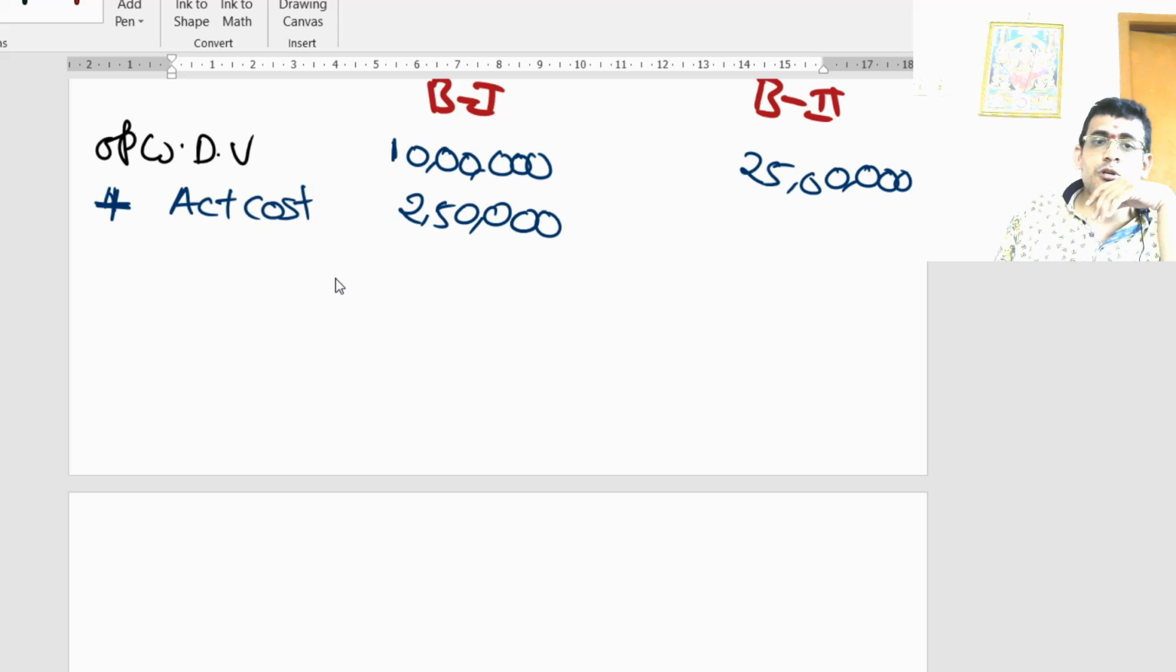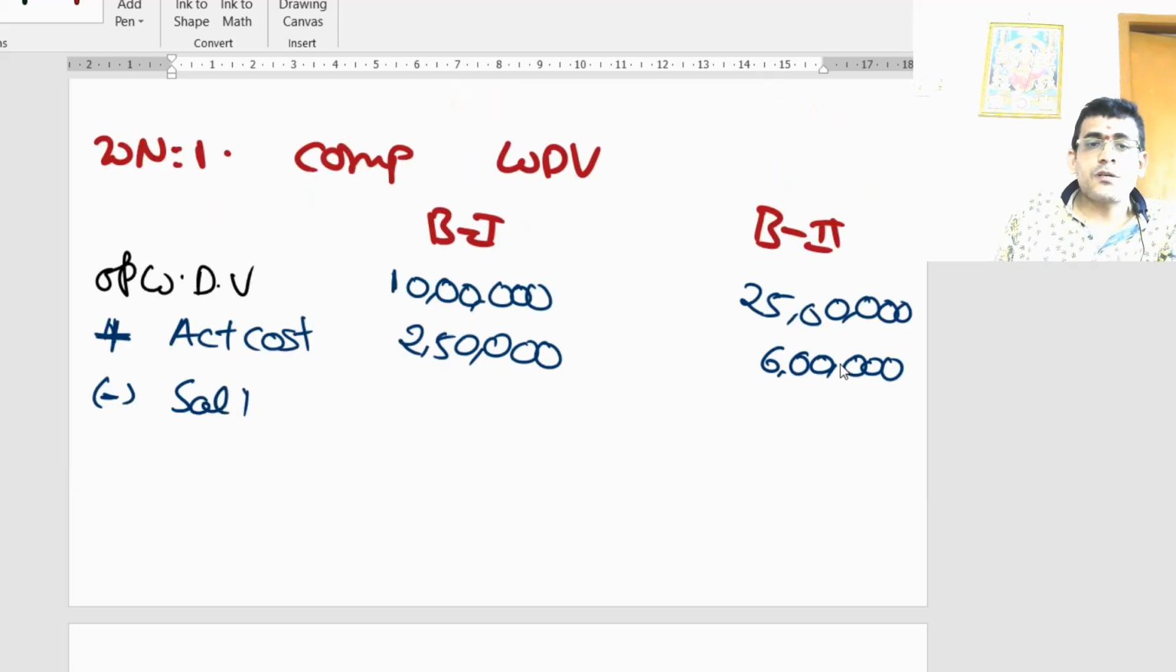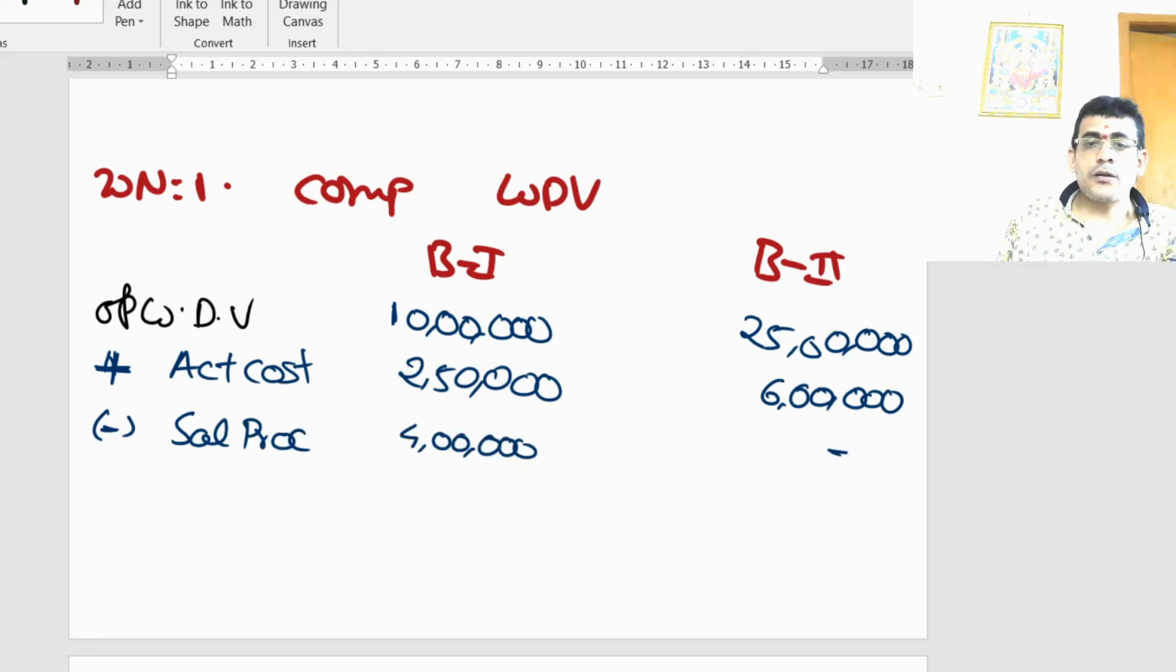Now less sale proceeds. You had sold plant A for what? Let us see the consideration for which the plant was sold. The plant was sold for a consideration of 4 lakhs. So 4 lakhs is the sale proceeds which I should consider. Less 4 lakhs. Here nothing is being sold. So ultimately this gives you the WDV.